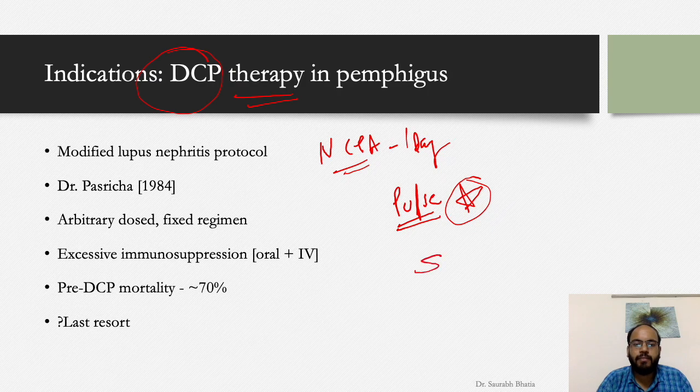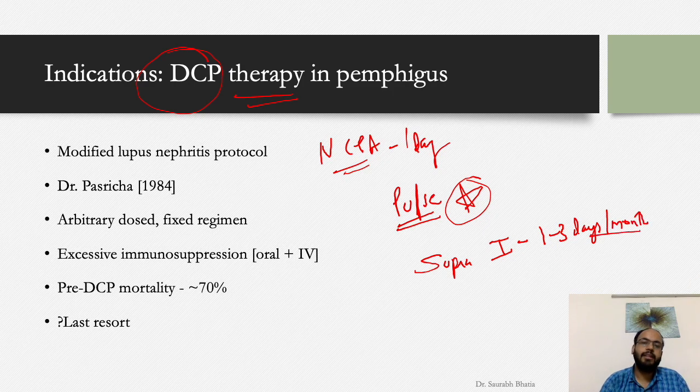Okay, so it's suprapharmacological doses of drug in an intermittent manner, which is roughly about 1 to 3 days a month. So if you are giving only cyclophosphamide, it is 1 day a month. If it is combined with dexamethasone in DCP, it becomes over the course of 3 days in a month. Now, the lupus nephritis protocol was developed for control of lupus nephritis using cyclophosphamide 1 day a month pulse, and a modification of this protocol was done by Dr. Pasricha sir, one of the greatest doyens of dermatology, in the year 1984.